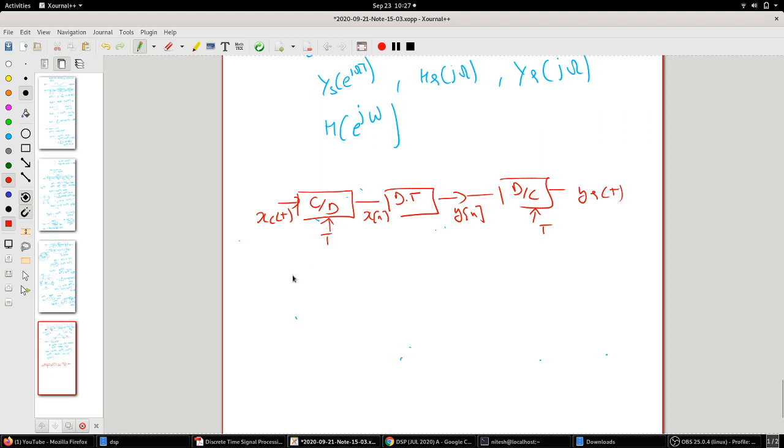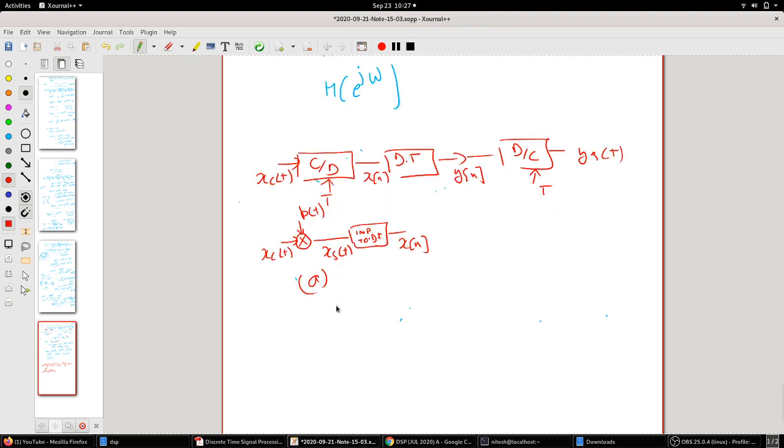So now what is C2D is, there is a multiplier, c of t with p of t. Okay, and then you have this, your xs of t, and you convert this impulse train into a discrete time signal sequence, which is your x of n. So let's look at this A figure first. This is your A figure.